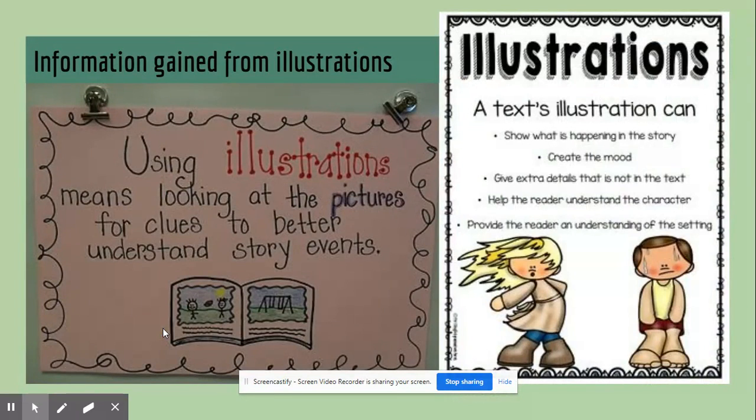So illustrations. When we're using illustrations, we're looking at pictures for clues for better understanding of the story and events. So a lot of the times we get a picture and we use that picture to justify what we see in the text. So a text illustration can show what is happening in the story, create the mood, give extra details that is not in the text, and help the reader understand the character. It also can provide the reader an understanding of the setting.